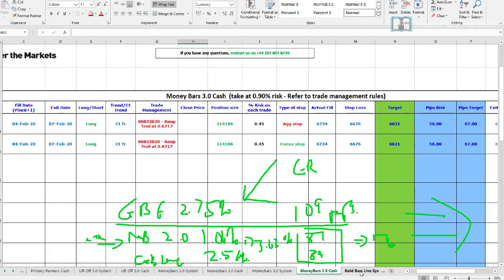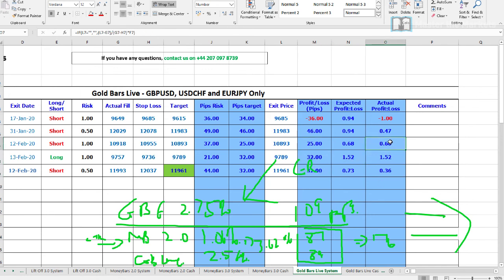Now overall, let me just show you the GB Live results over here. It should all be in here. You can see GB Live over here. These are the three trades that we took. 2.56%, and in terms of pips, that will be 89 pips.